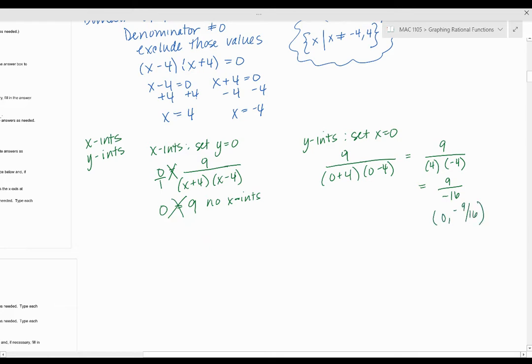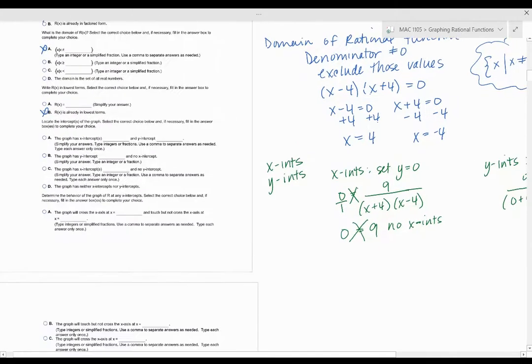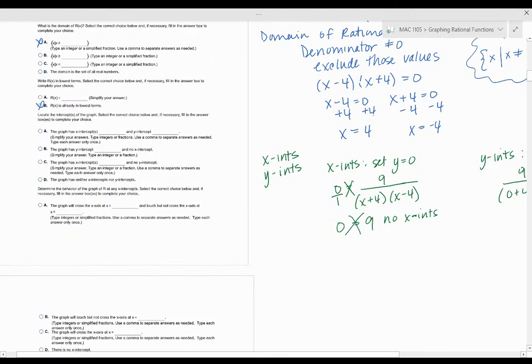Okay. So I had no x-intercepts and one y-intercept. So let's go back over to our choices. Choice A says that the graph has x-intercepts and y-intercept. Choice B says the graph has a y-intercept and no x-intercept. C says the graph has x-intercepts and no y. And D says the graph has neither x or y-intercepts.